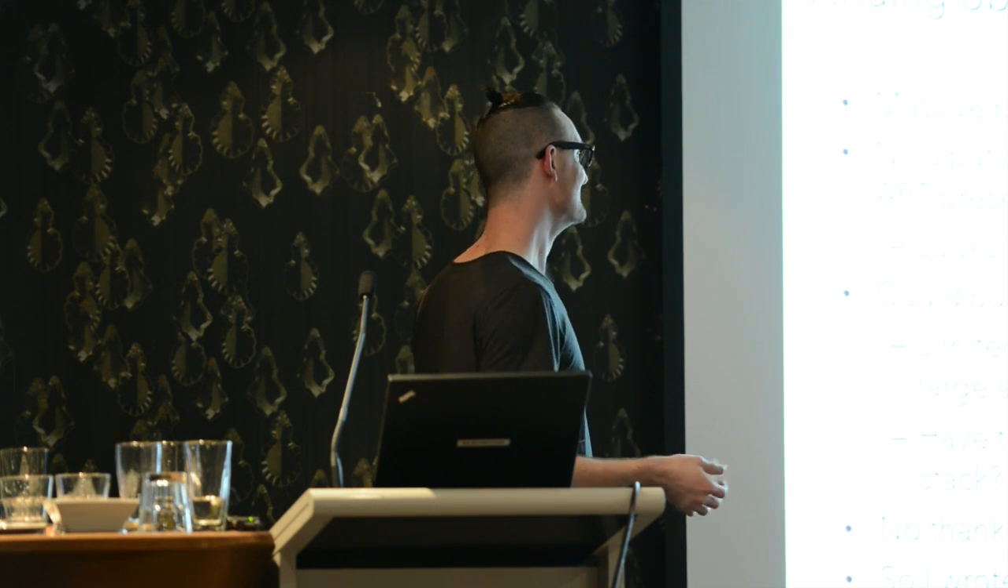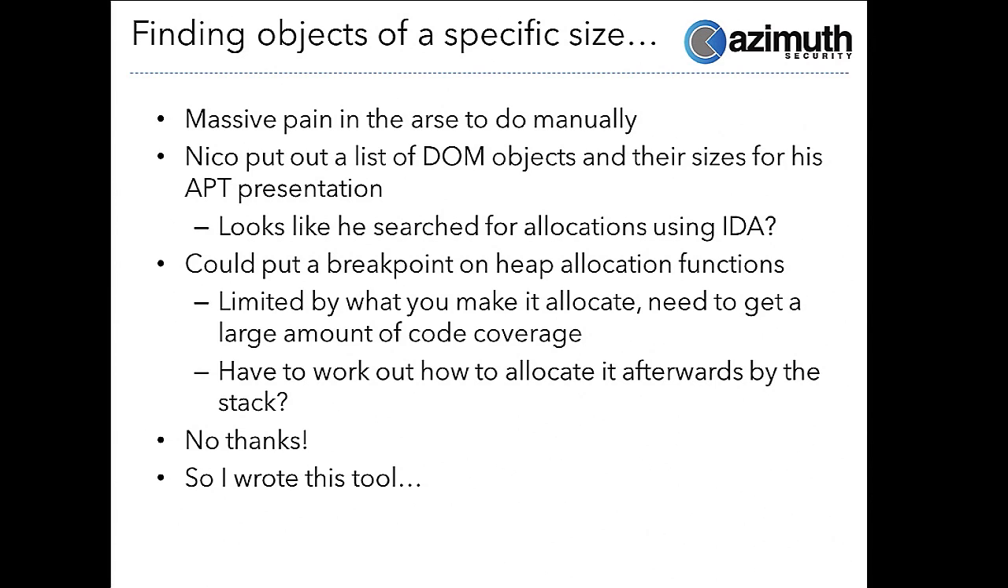You can also put a breakpoint on the heap allocation functions, but then you've got the fuzzing problem where you have to have code coverage and exercise the browser enough to create all these interesting objects, and then work out how to trigger them again. So that's kind of fun.